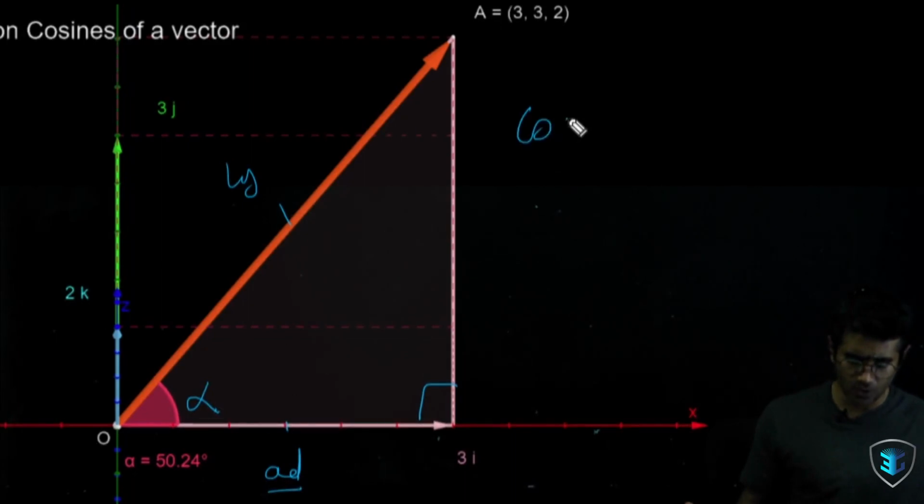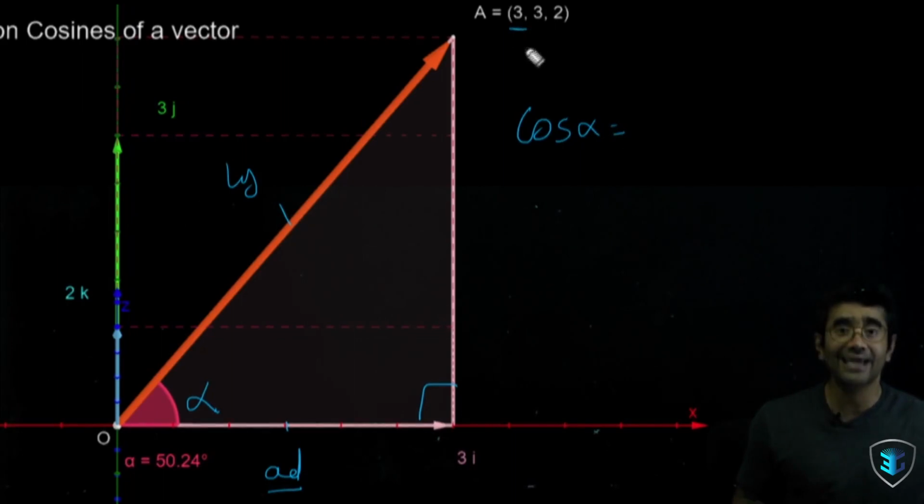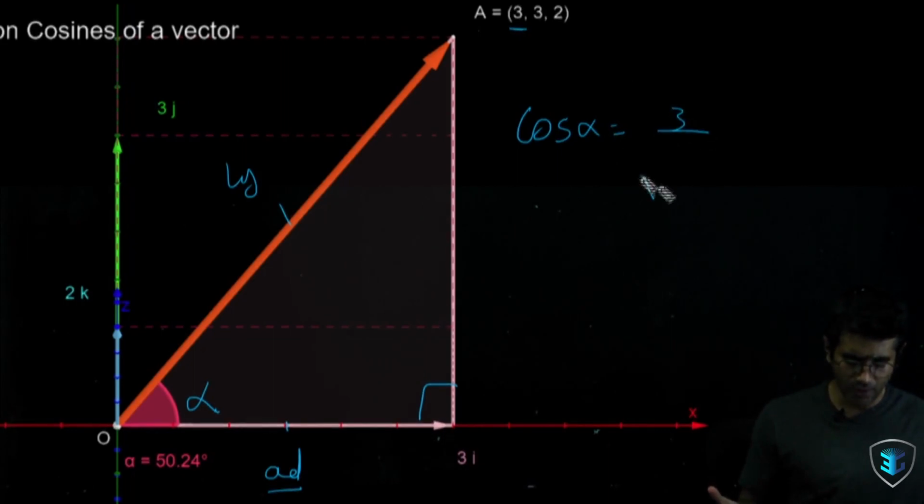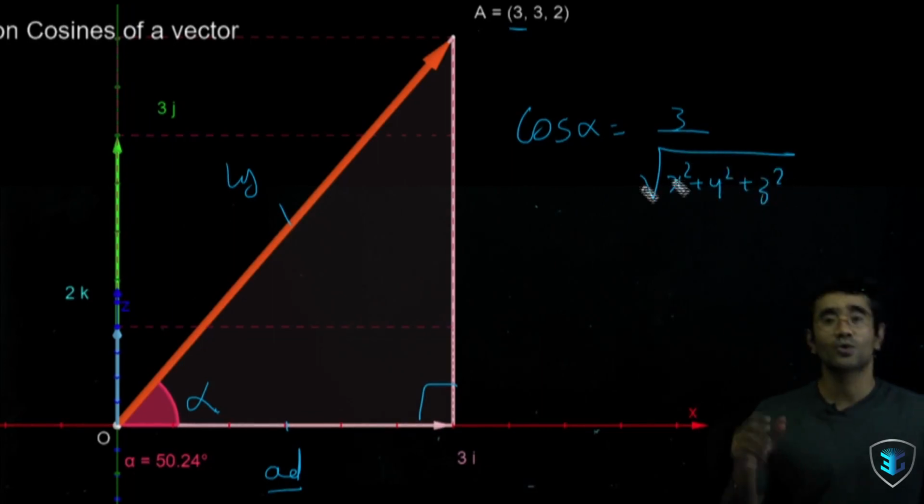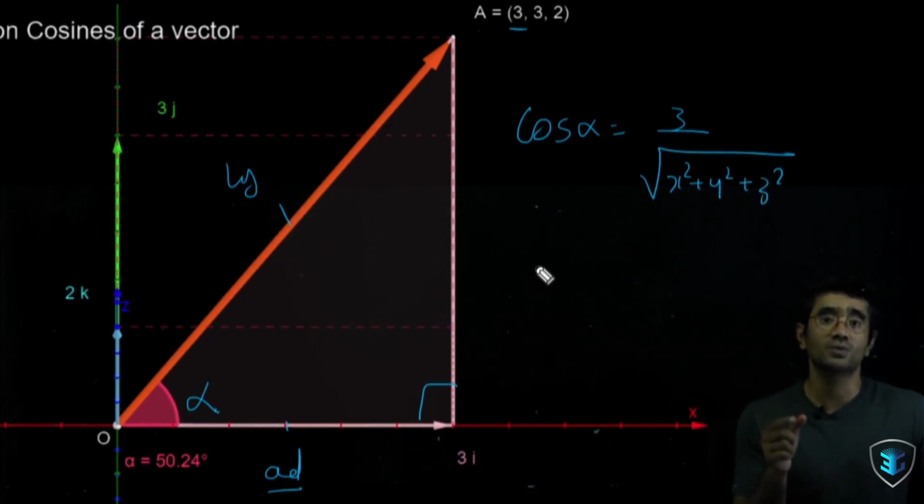So we can find cos of alpha, which is adjacent, which is also given by its x component, because I know the coordinates of the point A. It's easy to find this, that is 3. And how can I find the hypotenuse? We already know that is given by x squared plus y squared plus z squared. So that's why we take the direction cosines.